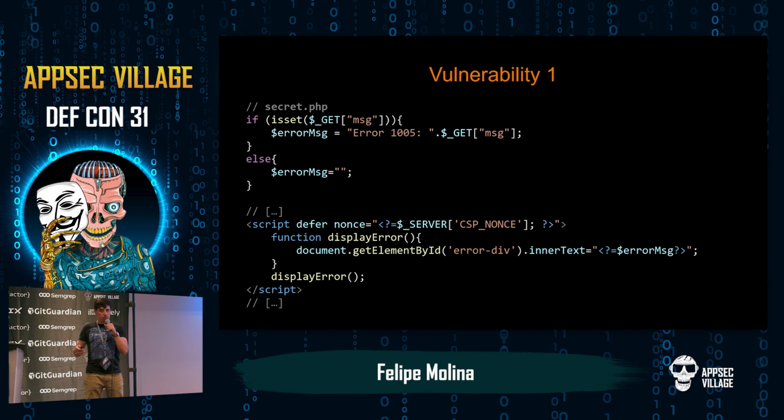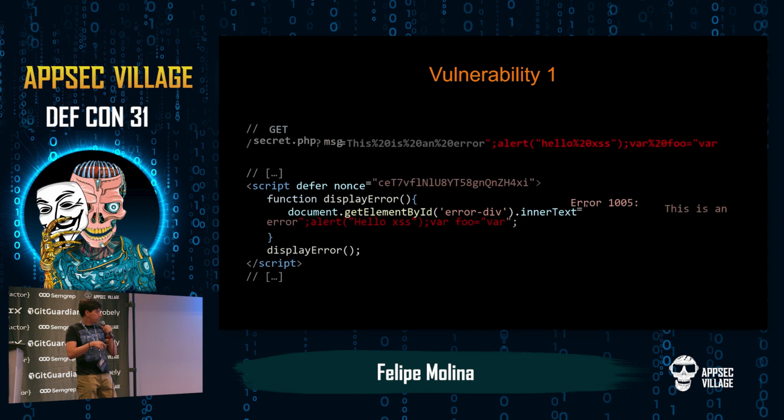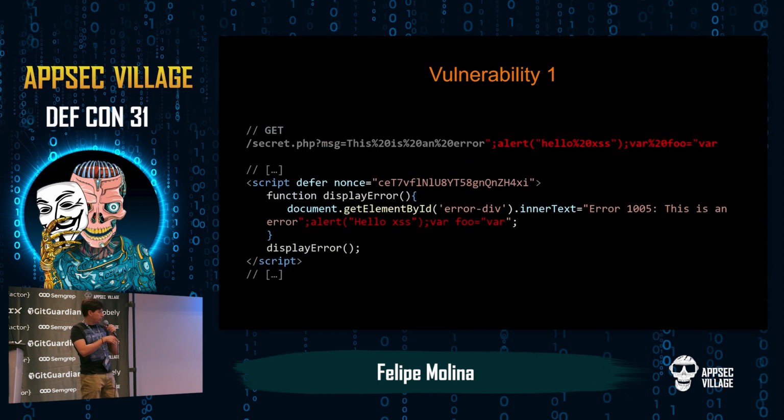For that, I created two different vulnerabilities in the lab. This vulnerability is easier, I guess, to understand: it gets a message parameter and directly introduces the string into this JavaScript code down there. So if you visit the following page, secret PHP, etc., with msg, this is an error, and a semicolon, you get the following JavaScript generated, which of course is a nice cross-site scripting.